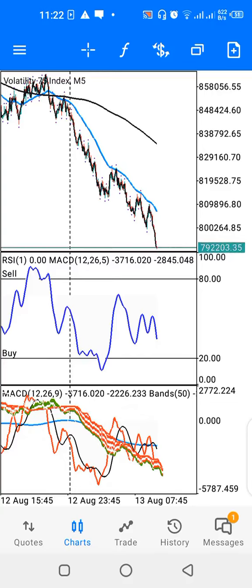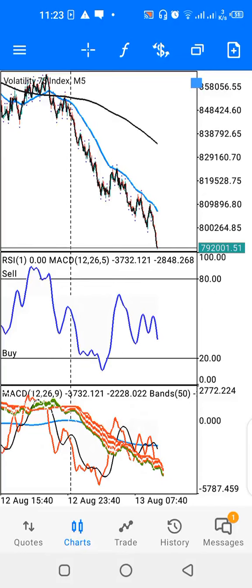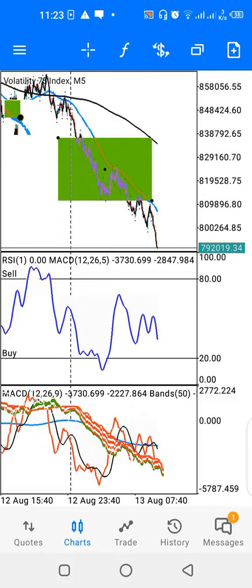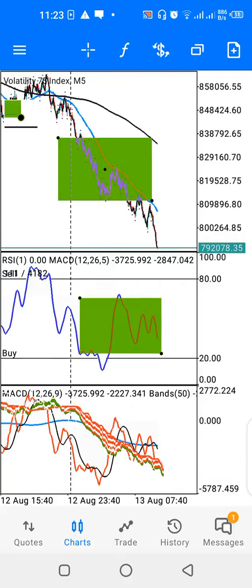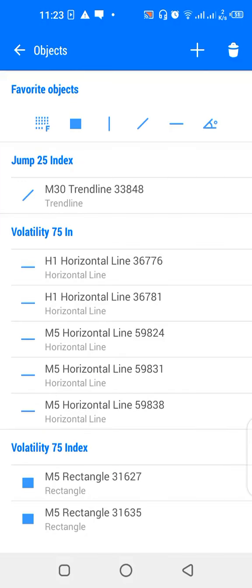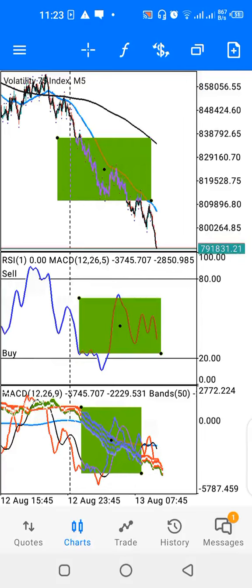On my screen I have three windows. I have the main window. This is my main window. I have indicator window 1. This is indicator window 1. And I have indicator window 2. And this is my indicator window 2.